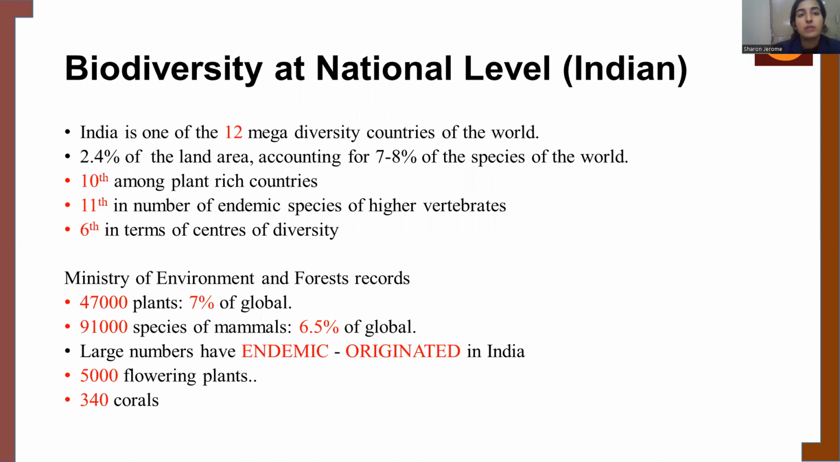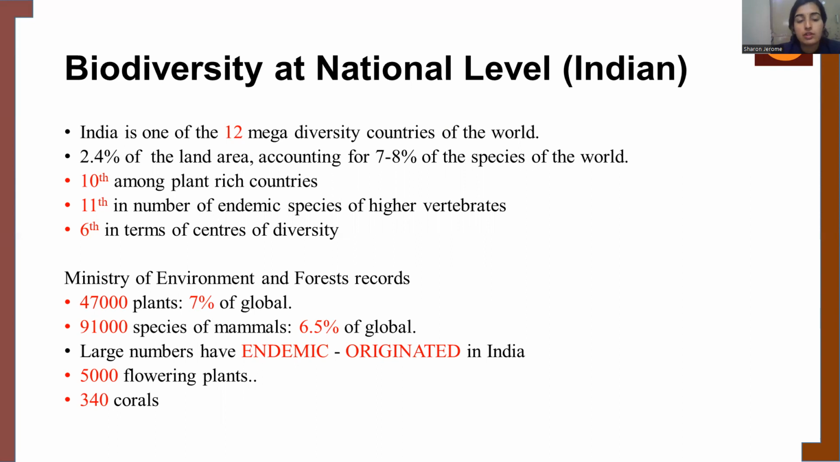When we talk about biodiversity at the national level, that is our India. India is one of the 12 mega diversity countries in the world. 2.4% of the land area accounts for 7 to 8% of the species of the world. So in total, when we take the total world species population, 7 to 8% of the species diversity is seen in India. India is 10th among the plant-rich countries, 11th in the number of endemic species of higher vertebrates, and 6th in terms of centers of diversity.